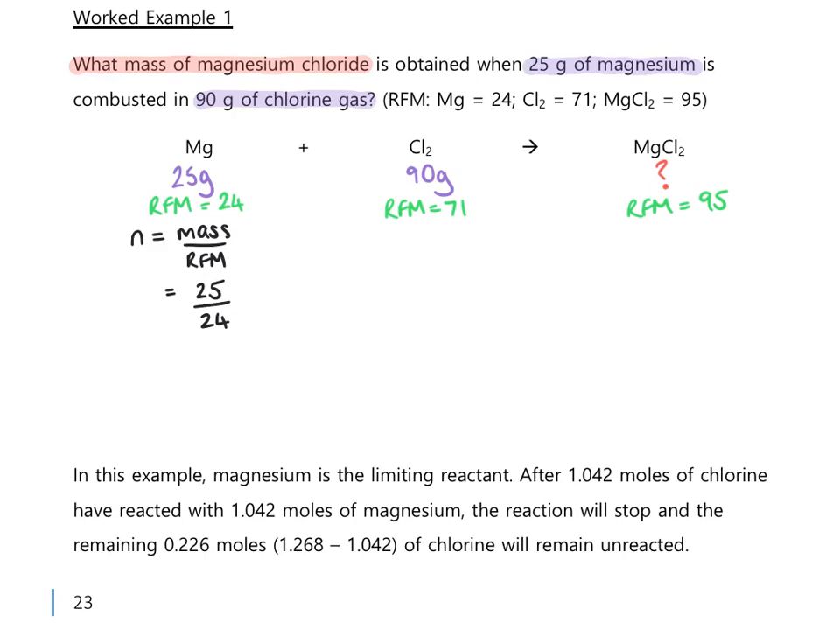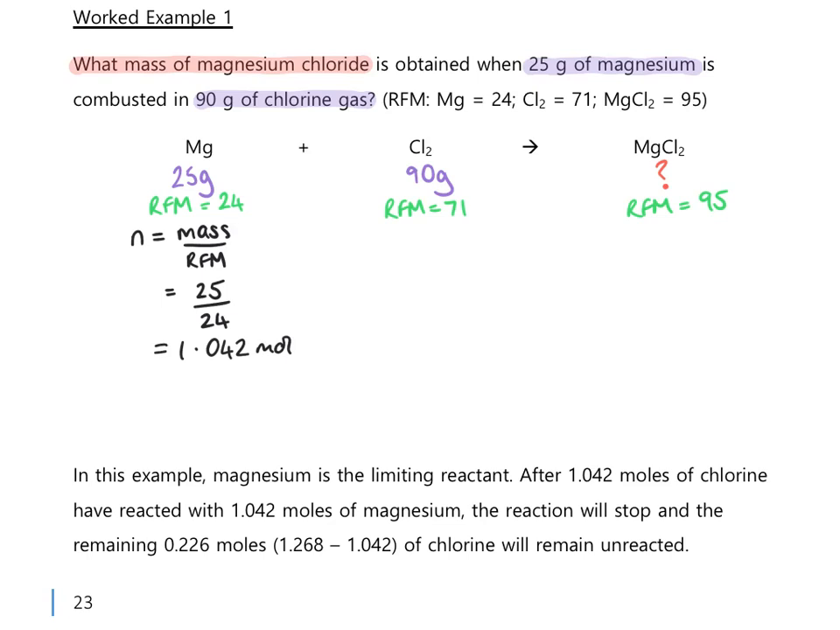Get practice in putting these into your calculator with me. That should come out as 1.0416 recurring, and so we can round that off to 1.042.